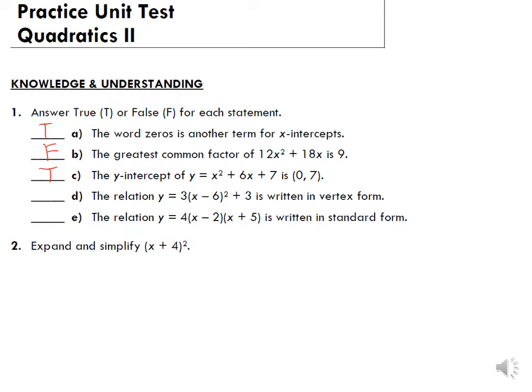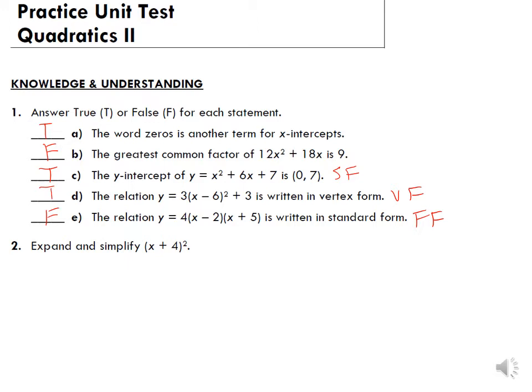This equation is written in vertex form. That looks like last unit to me, a and then x minus h squared plus k, so that is true. And the equation 4x minus 2x plus 5 is written in standard form. That is not true. That is written in factored form. Remember, standard form is this one, this is vertex, and this is factored form. So that one is false.